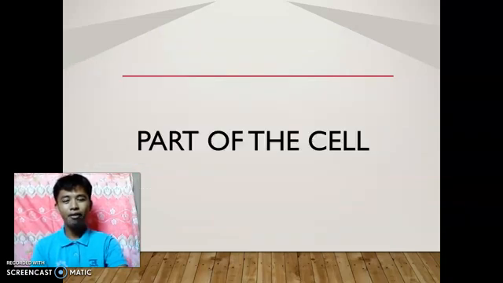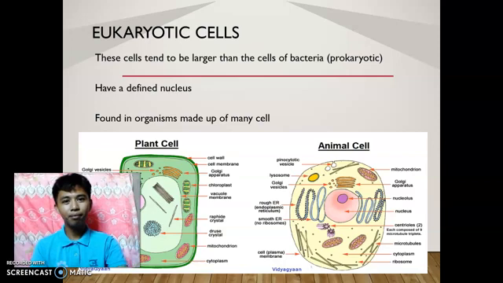The parts of the cell. Eukaryotic cells. These cells tend to be larger than the cells of bacteria, have a defined nucleus, and are found in organisms made out of cells. So we have plant and animal cells.